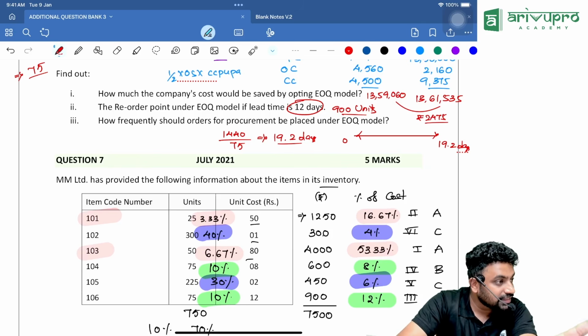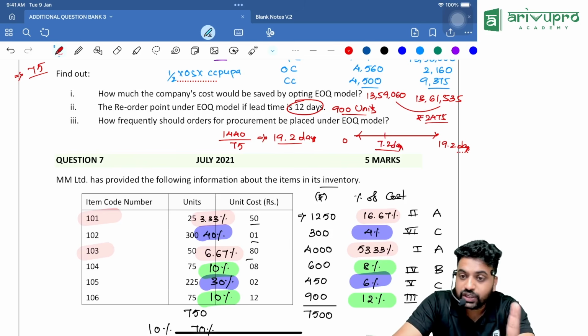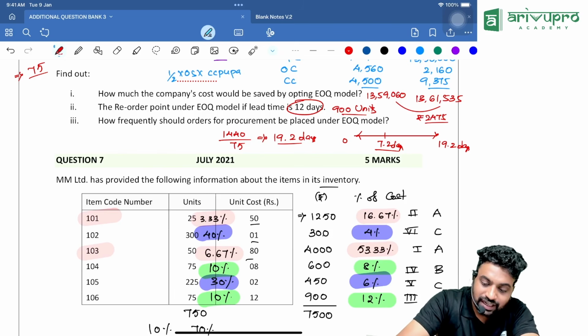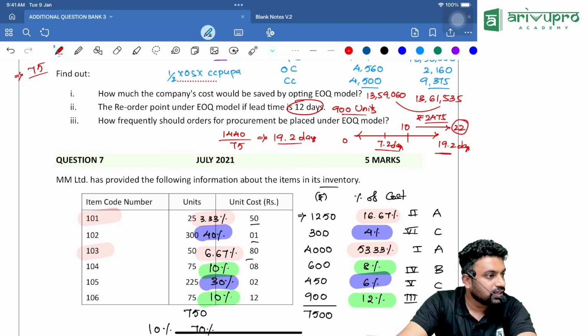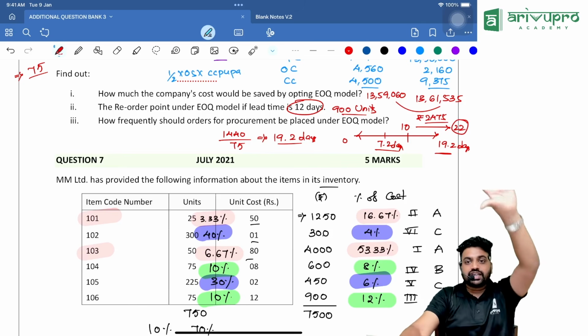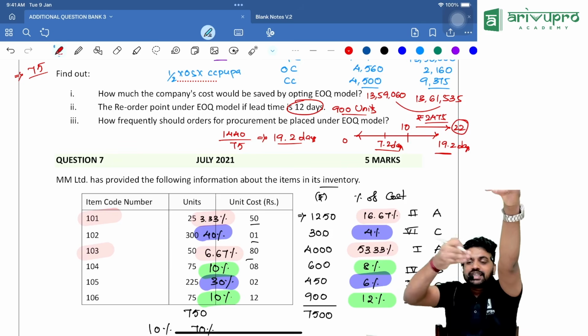19.2 minus 12, 7.2 days. If at all I don't place the order within the next 7.2 days, then there is a high possibility of stock out. How, sir? Let's say I placed it on the 10th day. From the 10th day, 12 days it will take to come, which will go to the 22nd day, but my stock got over when? 19th. Got it? So you have to do it like that. You have to find out that particular order date, using that, how many days we can push minus lead time.